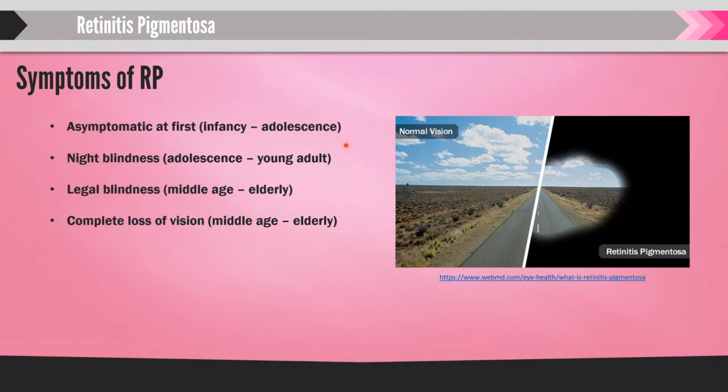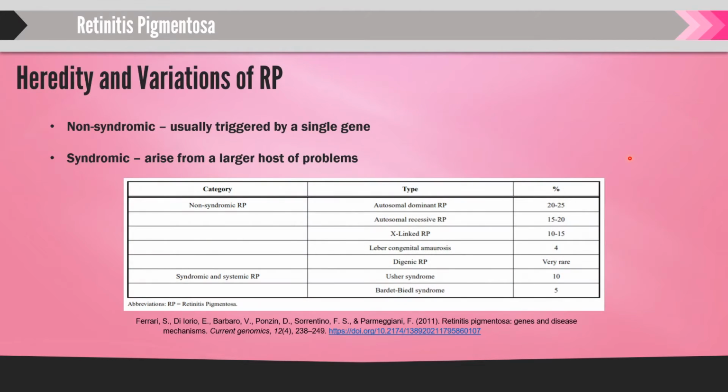which eventually will lead to the first symptom of retinitis pigmentosa, and this is going to be night blindness. And this is identified in adolescence to young adults, maybe teenage years, 20s. And the last 2 symptoms are legal blindness and complete loss of vision. And reports of this are usually in the 40s and 50s years old and can go on to the elderly age. So we can actually see here tunnel vision, which we're going to talk about in a later slide.